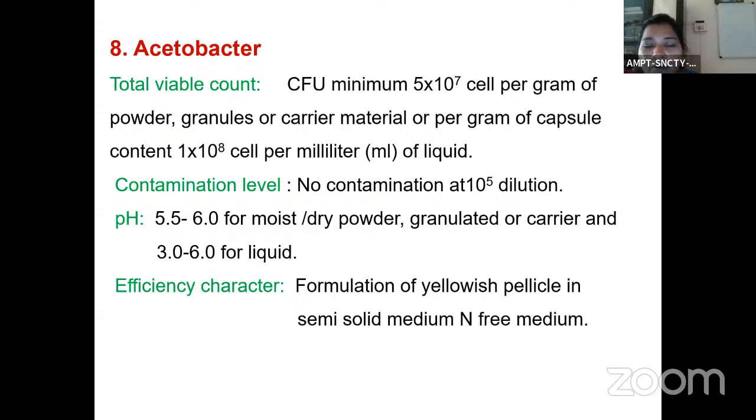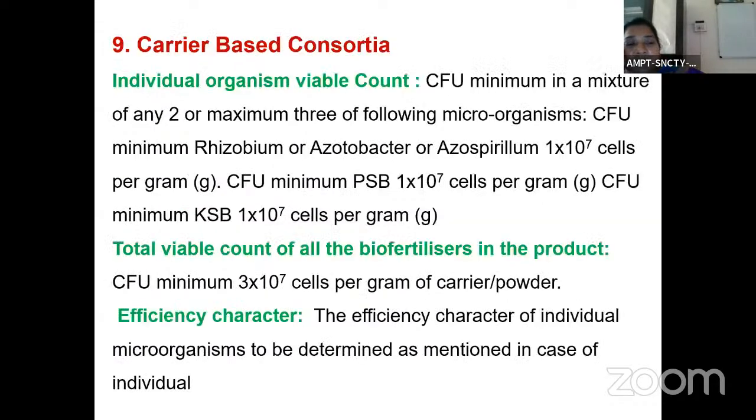For moist or dry powder granules or carrier based. For liquid, the pH we have to maintain for Acetobacter is 3 to 6, because it will produce acetic acid. The efficiency character is the formation of a yellowish pellicle in a semi-solid medium. For the efficiency check, we have to use this for Acetobacter.